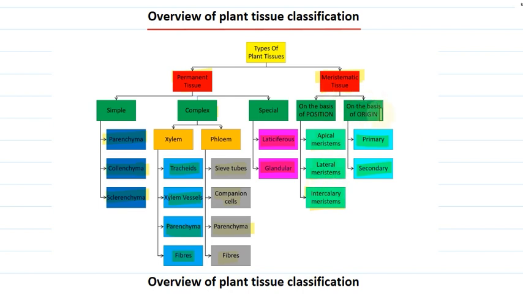Then, on the basis of origin, meristematic tissues can be divided into primary meristematic tissues and secondary meristematic tissues. Primary meristematic tissues are those that are derived directly from the meristems of the embryo, whereas secondary meristematic tissues develop later in the life of the plant from the permanent tissues.